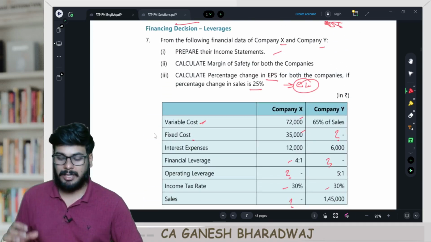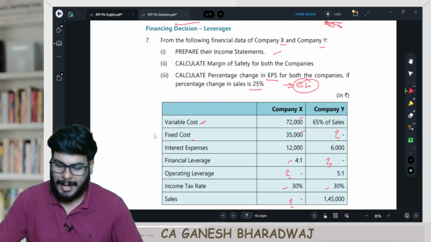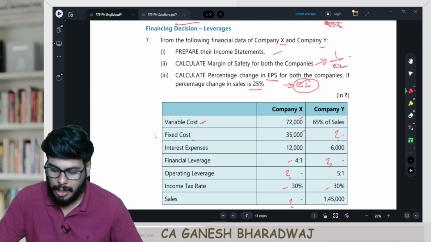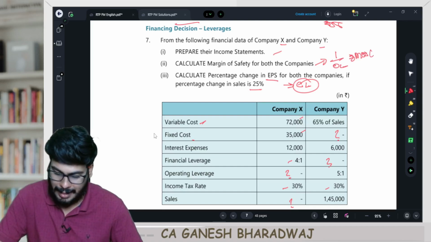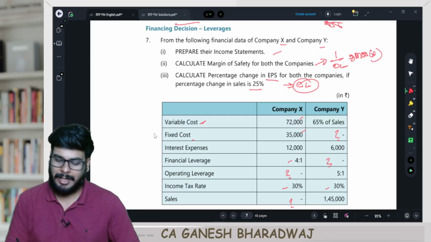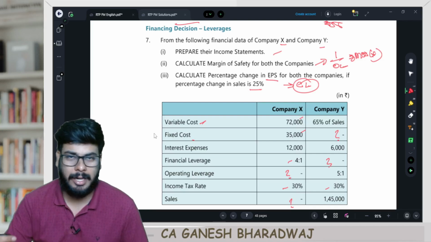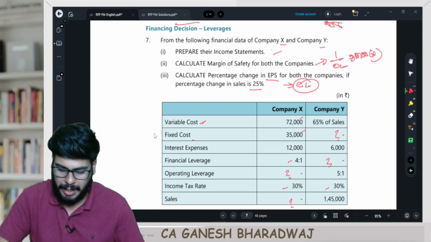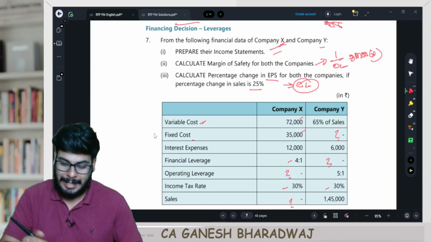So using this first, let's prepare the income statement. And then margin of safety, very simple. 1 divided by operating leverage is going to be your margin of safety, which is expressed as a percentage of sales, right? This is the formula, you can directly do it. And finally, they have asked you for the percentage change in EPS, that we can automatically do by using the combined leverage formula. So for that, the first basic thing that we need to do is to prepare the income statement, right?